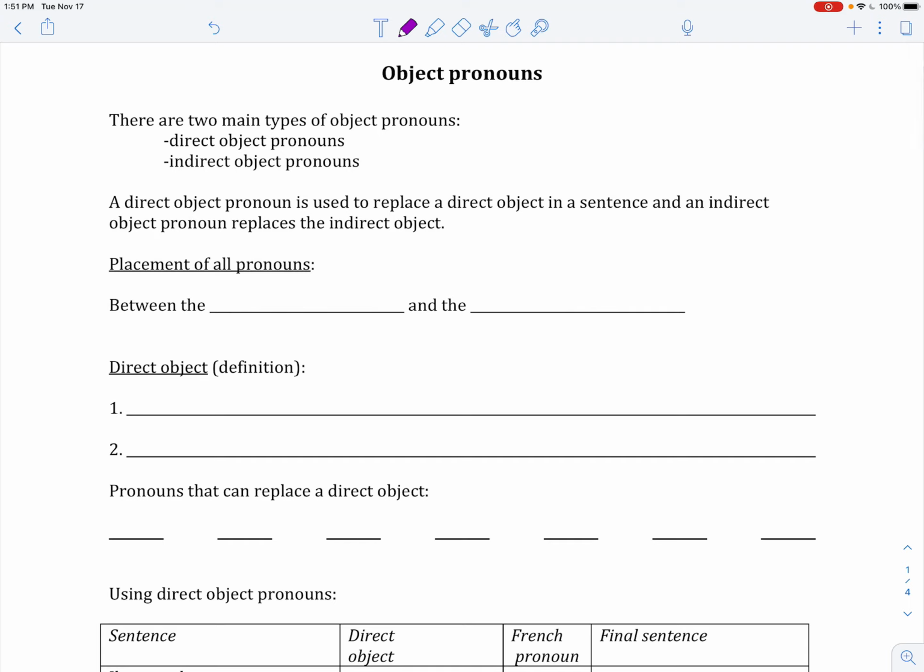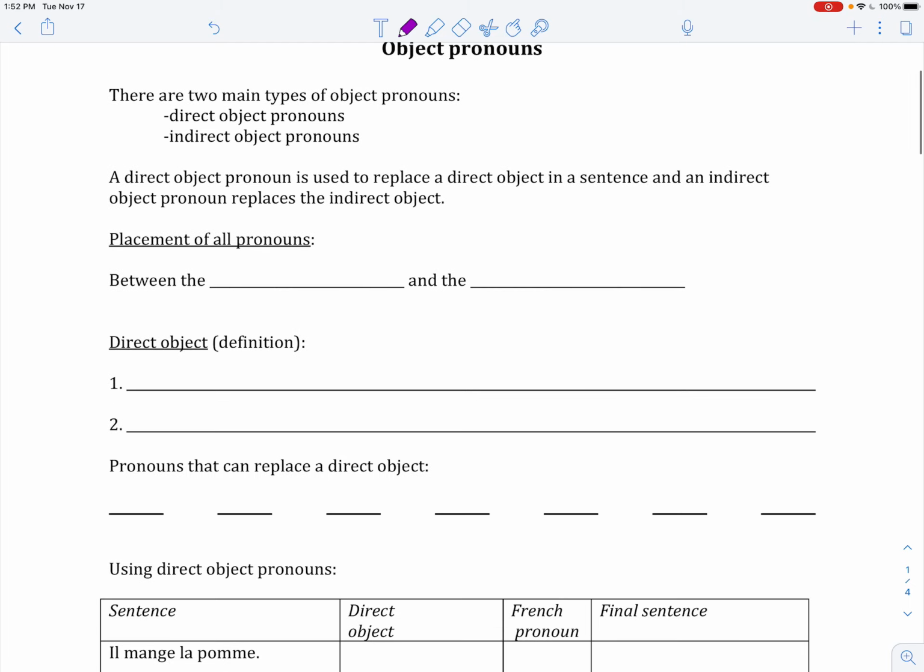There are two main types of object pronouns. There are direct object pronouns and indirect object pronouns. A direct object pronoun is used to replace a direct object in a sentence, and an indirect object pronoun replaces an indirect object. Okay? So you have a type of noun, whether it's direct or indirect, and that pronoun replaces that specific type of noun. You don't know yet, unless you know it from English class, what direct and indirect objects are, but I'm getting to that in a minute.